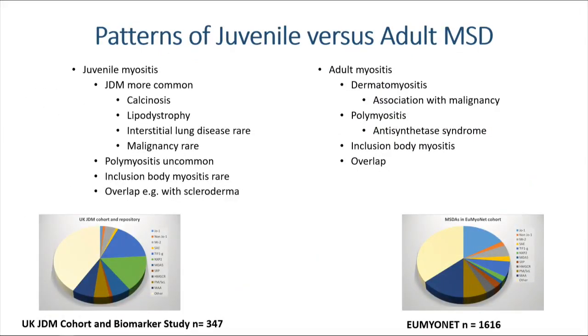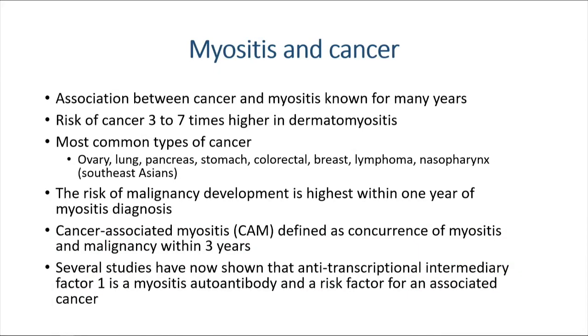I think I'll just skip that slide. So I think it's important really just to cover this association between myositis and cancer. The association has been known for many years that the risk of cancer is 3 to 7 times higher in dermatomyositis. And there are some of the more common types of malignancy. Now, this risk is particularly highest within 1 year of a myositis diagnosis. So it levels off after that. So it's within the first year that DM presents.